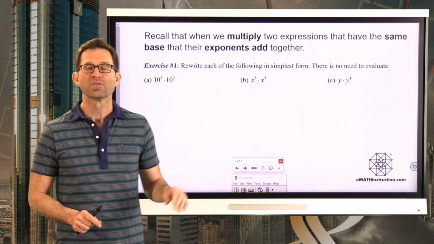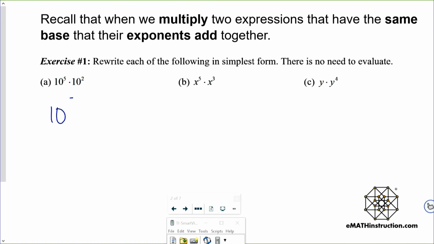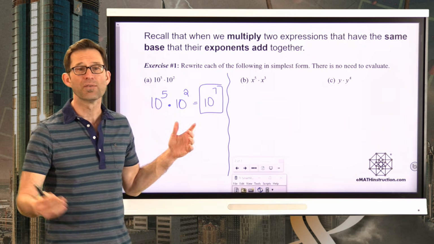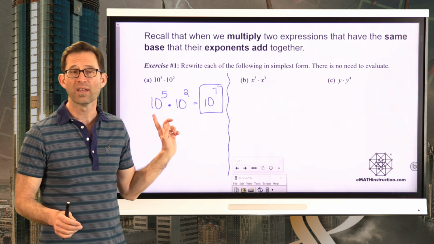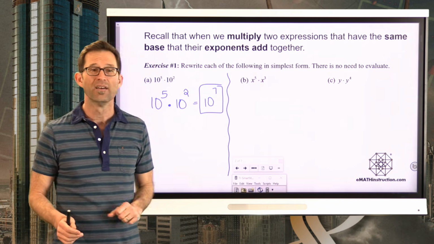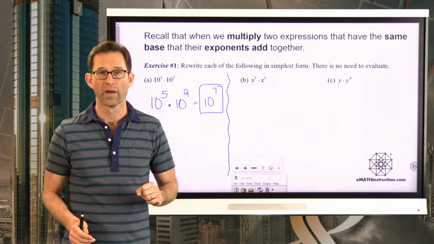All right, let's do it. So in the first one, we have 10 to the 5th times 10 to the 2nd. I've got 5 10s multiplying each other, 2 10s multiplying each other. So at the end of the day, I've got 7 10s that are multiplying each other. Think about if we just wrote them all out: 10 times 10 times 10 times 10 times 10, and 2 of them here, times 10 times 10. Ultimately, I've got 7 10s multiplying each other.